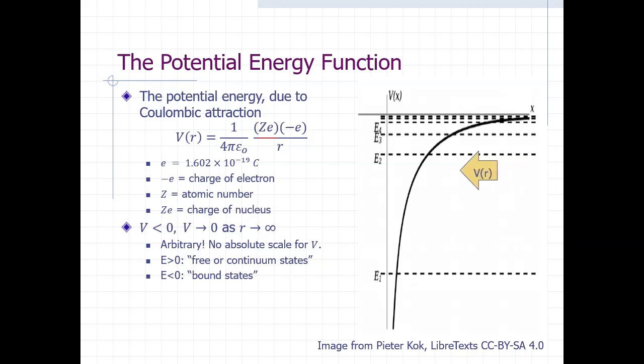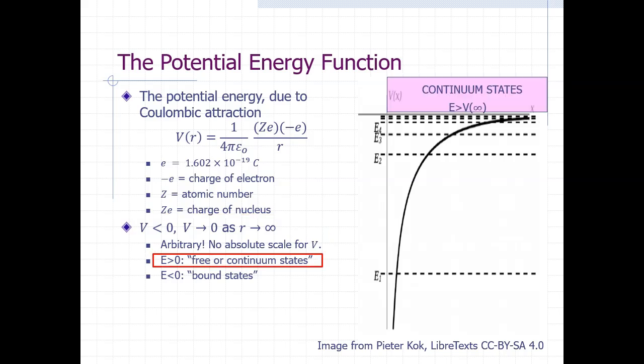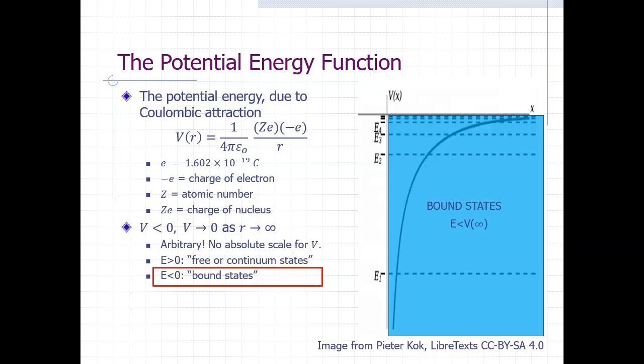In the plot shown here, the potential energy function is shown as a solid curve. Note the potential energy is negative and approaches 0 as the distance approaches infinity. Remember that there is no absolute scale for potential energy, so this limit is arbitrary. Infinite separation of particles is typically defined as the 0 reference point for potential energy. This means that when the total electronic energy is greater than 0, solving the electronic Schrödinger equation gives us continuum states. But when the total electronic energy is less than 0, we get bound states. The energy is quantized and the electron won't be able to escape from the nucleus.